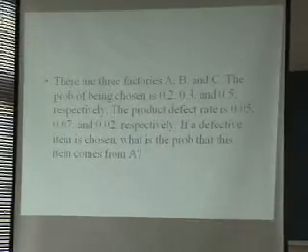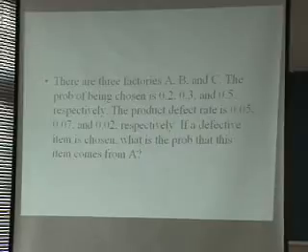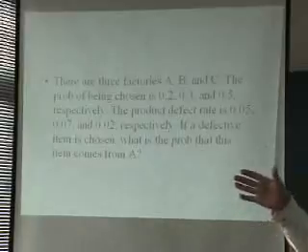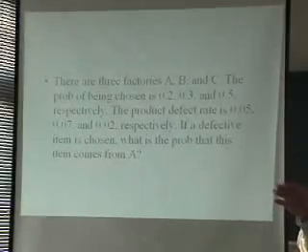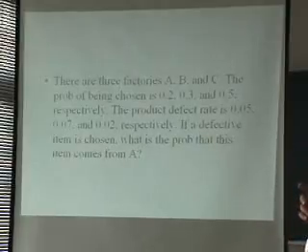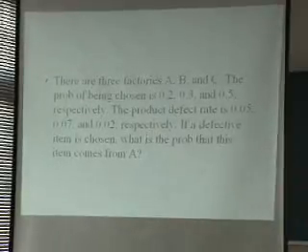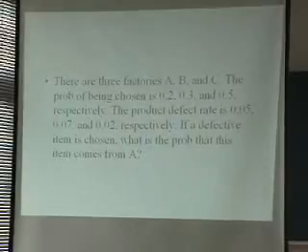So there are three factories, A, B, and C, right? The probability of being chosen is 0.2, 0.3, 0.5. These three factories manufacture a lot of products. First I'm going to choose the factory. The probability of A being chosen is 0.2, the probability of B being chosen is 0.3, and C being chosen is 0.5.